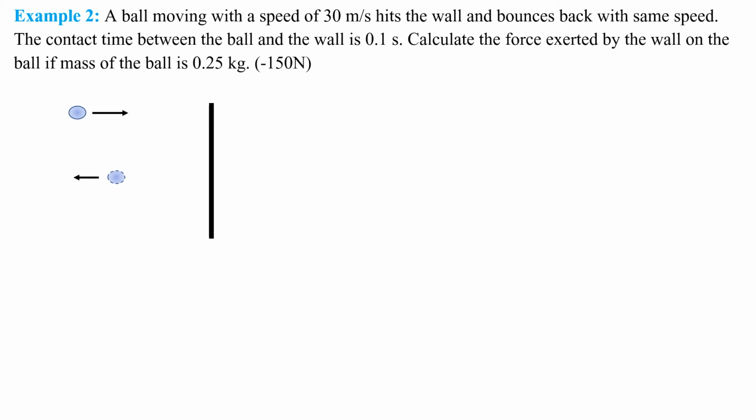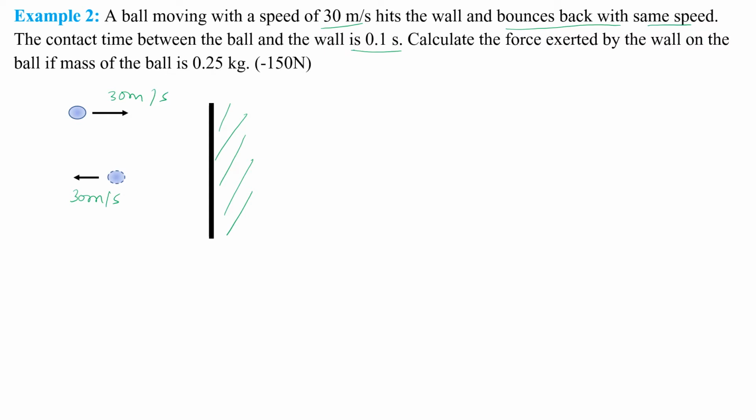Okay. Let's interpret the question. We have a wall here, and the ball originally goes with 30 meters per second. This is 30 meters per second. It hits the wall and bounces with the same speed. So this is the bouncing motion, okay? And the same speed means it is going to be 30 meters per second. Then the contact time, in other words, the time for which the ball stays in contact with the wall, is 0.1 second. So we want to calculate the force exerted by the wall on the ball.